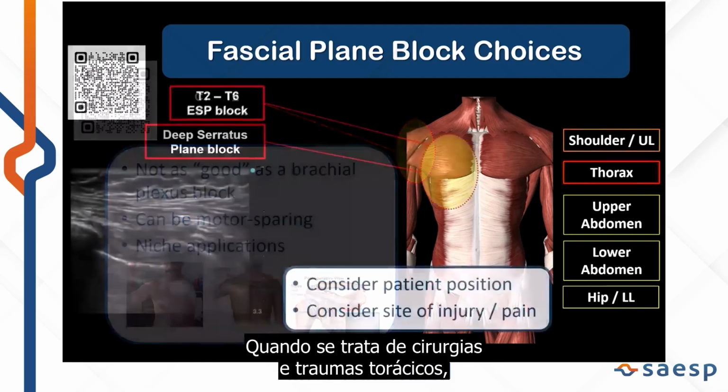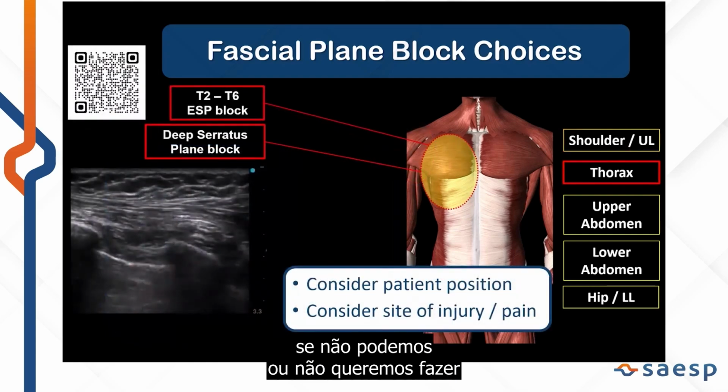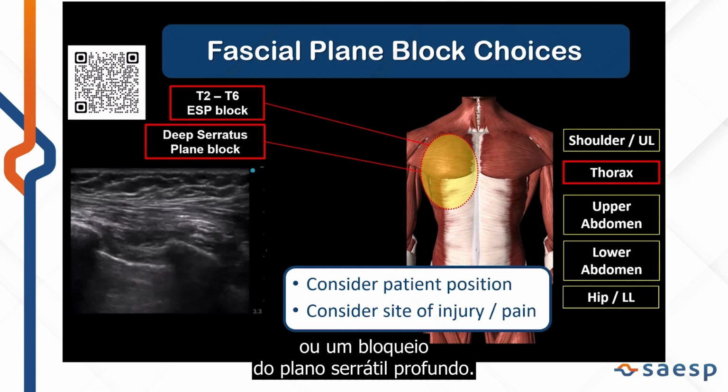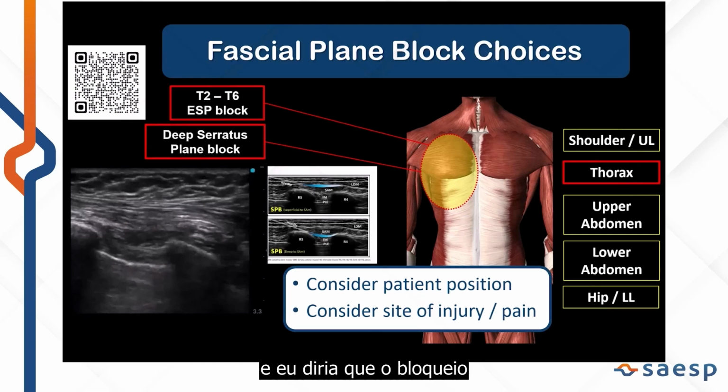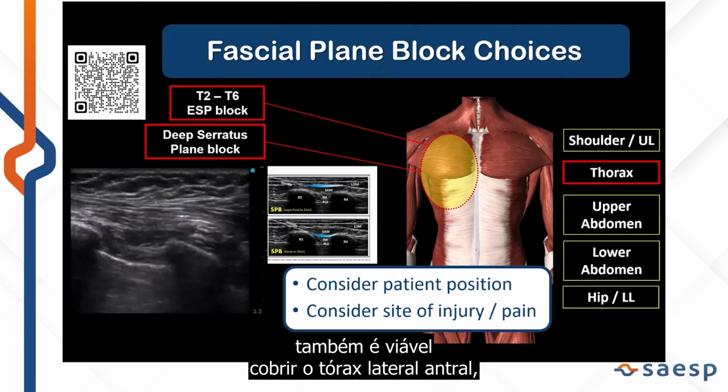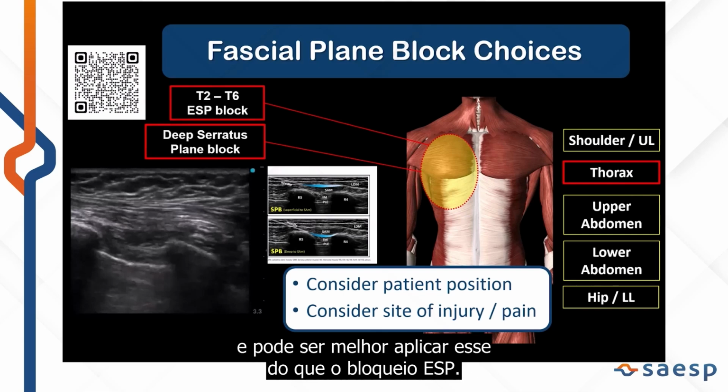When it comes to thoracic surgery and thoracic trauma, if you cannot or do not want to do a thoracic epidural or paravertebral block, then the two choices here are a thoracic ESP block or a deep serratus plane block. There's good evidence to support both, and I would say that the deep serratus plane block is particularly easy to do. It's also often feasible in the supine position to cover the anterolateral chest, so it can be more convenient to perform than an ESP block.